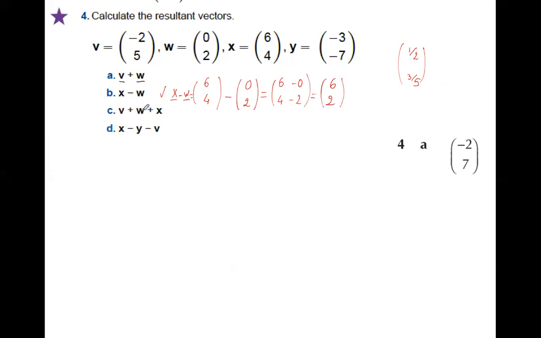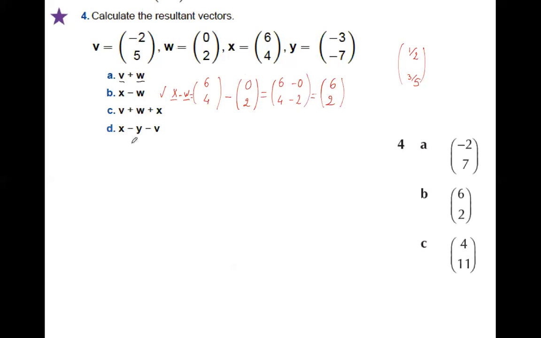Now, if you do V plus W plus X, we can use V plus W, which is (-2, 7), plus X. So -2 plus 6 would be 4, and 7 plus 4 should be 11. So if this is done properly, it should be (4, 11). But you can do it that way too: -2 plus 0 plus 6, that's 4, and 5 plus 2 plus 4, that's 11. So you can add them up like that as well, same thing.